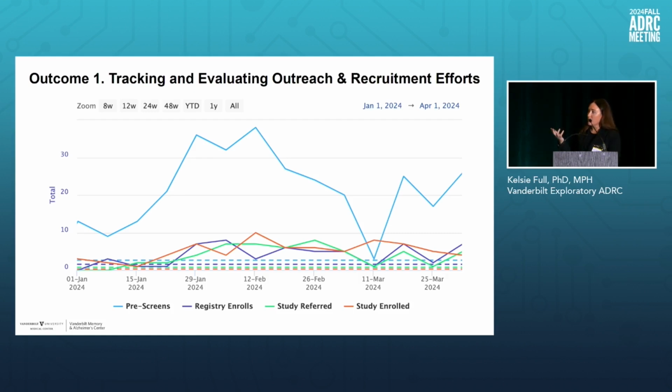If let's say we want to use a new recruitment strategy and we want to evaluate how that strategy specifically is doing with generating interest, we can look at that. And then I think importantly, not only from a recruitment perspective, but from our study team management perspective, are we moving participants through the pipeline from interest all the way to study enrollment?